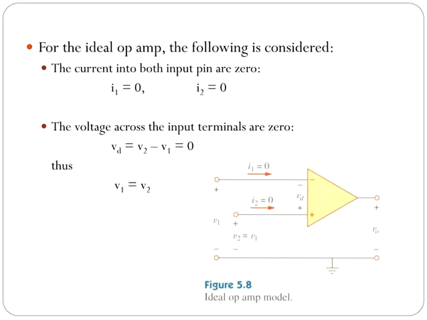That is, the difference in voltage VD will be equal to V2 minus V1. This we have already seen. That is the difference in voltage, and the difference in voltage should be 0 for an ideal op-amp. So if the condition is 0, then it will be considered that V1 will be equal to V2. That is, both the terminal voltages will be equal.